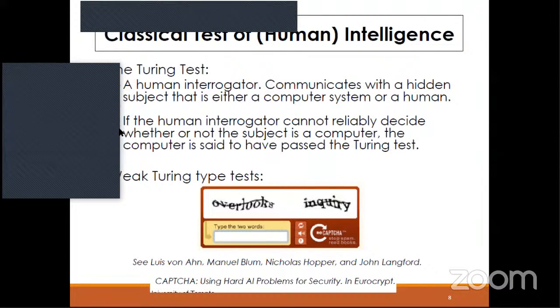Earlier, if you wanted to see whether a machine is intelligent or not, they would put a computer in a room and keep an interrogator in a separate room, and ask the interrogator to ask questions of the machine. The interrogator would not know whether it's a human or a machine inside the room. He will ask questions, and if the human interrogator could not reliably decide whether the subject is a computer or a human, they would say that the machine passed the Turing test. It was given by a researcher called Turing. If the interrogator could not make out whether it's a human or a machine, they would say that the computer passed the AI test.